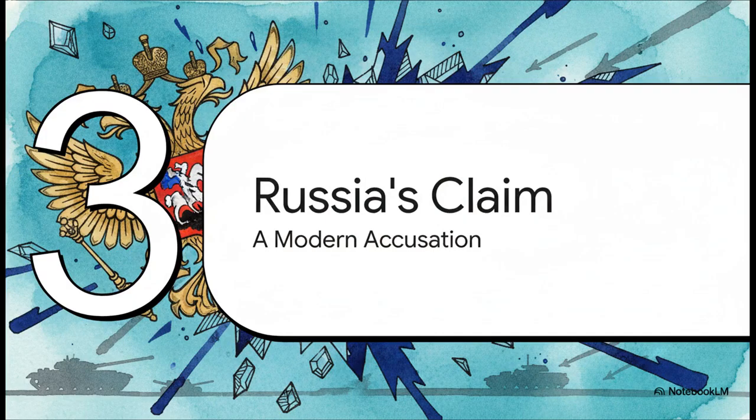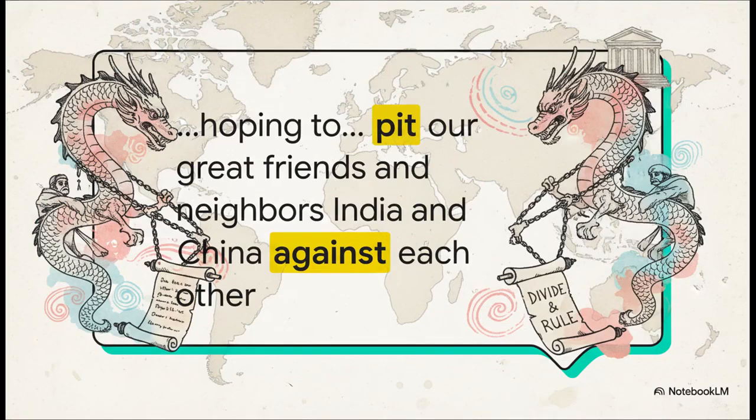Which perfectly sets up Section 3, Russia's divide and rule claim. Now, this is where things get really explosive regarding those Western alliances, specifically when we look at the perspective coming out of Moscow. Just listen to the exact words of Russian Foreign Minister Sergei Lavrov here, and keep in mind he's closely echoing sentiments directly from President Putin.